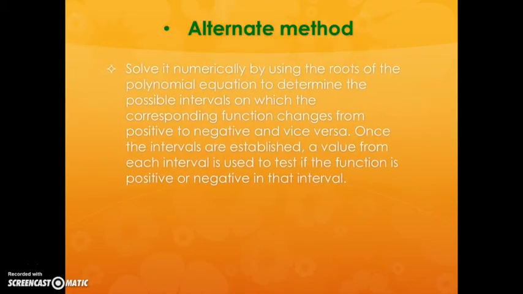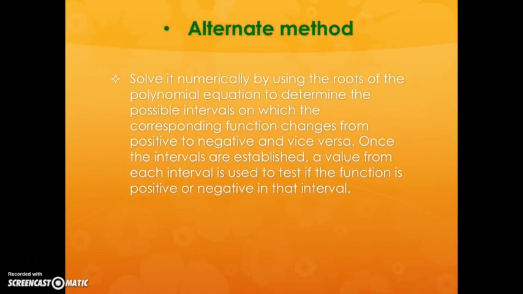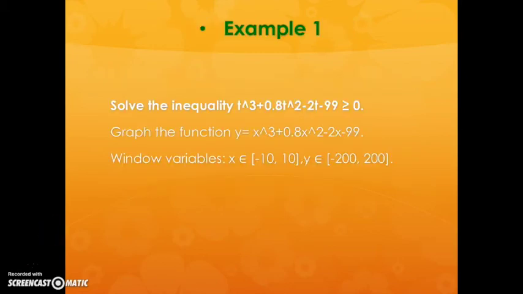The alternate method can be solved numerically by using the roots of the polynomial equation to determine the possible intervals on which the corresponding function changes from positive to negative and vice versa. Once the intervals are established, a value from each interval is used to test if the function is positive or negative in the interval. For example, solve the inequality t cubed plus 0.8t squared minus 2t minus 99 is greater than or equal to 0.